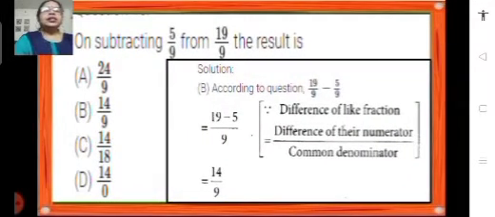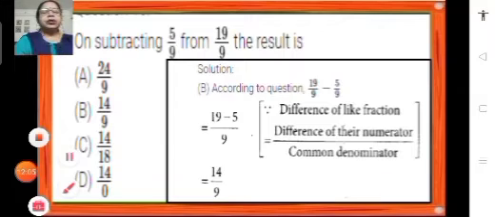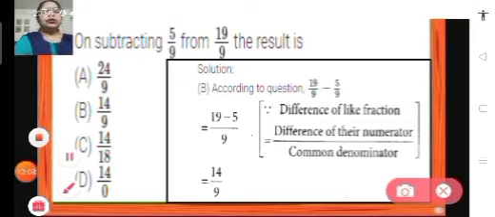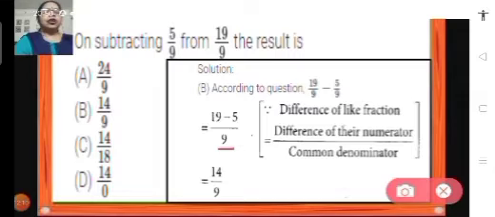Next, on subtracting 5 upon 9 from 19 upon 9, the result is, we have 4 options. We have to subtract 5 upon 9 from 19 upon 9. So, these are like fractions. So, like addition only, here we will do the subtraction. We will take the denominator 9 as the common denominator and subtract the numerators.